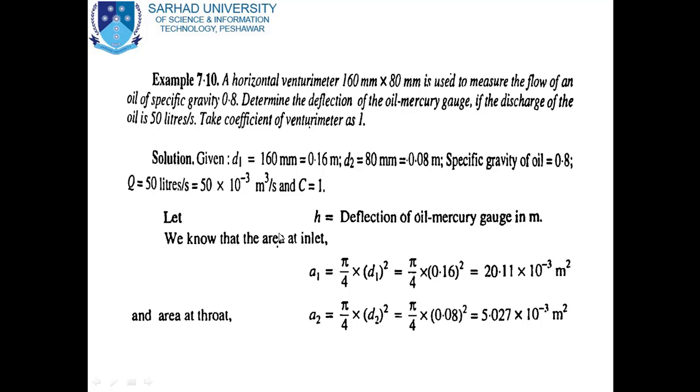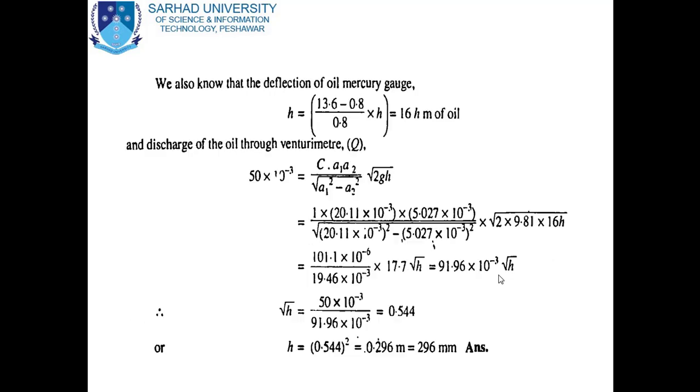Now let H be the deflection of the oil mercury gauge in meters. We know that the area at the inlet A1 is equal to pi by 4 D1 square. D1 is 0.16, so we will get the value of A1, which is 20.11 into 10 to the power minus 3 square meter. And also the area at the throat A2 is equal to pi by 4 D2 square. D2 is equal to 0.08. Put the value of D2, you will get the value of A2, which is equal to 5.027 into 10 to the power minus 3 square meter.